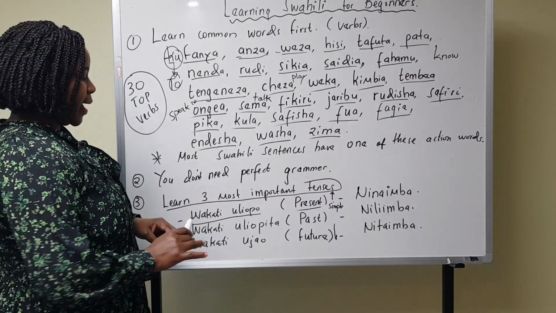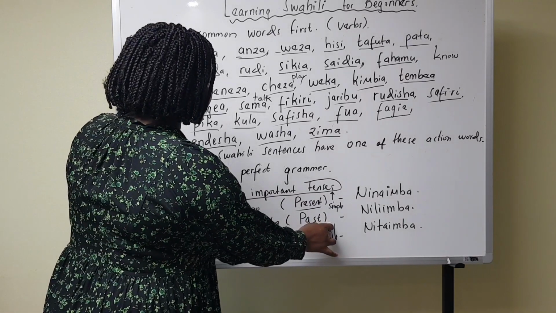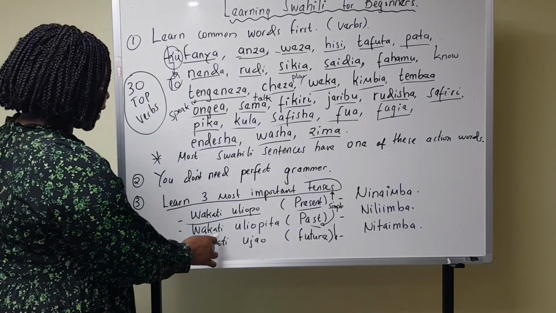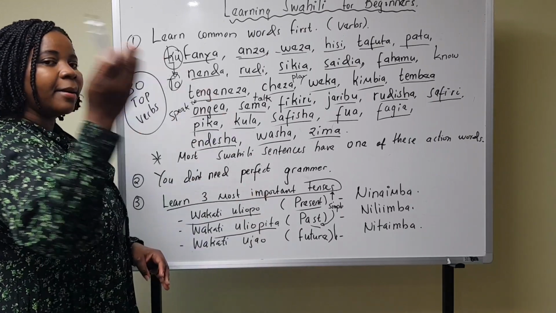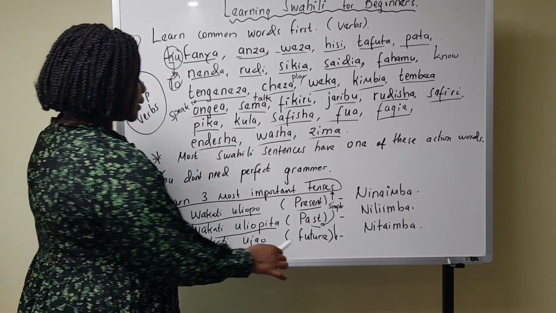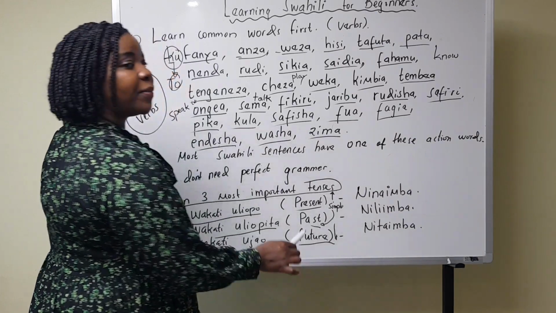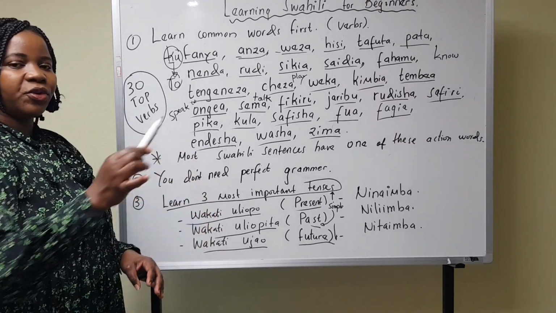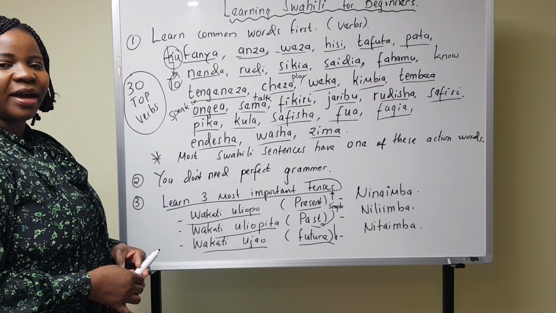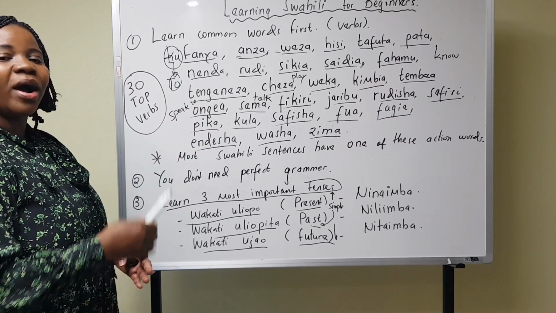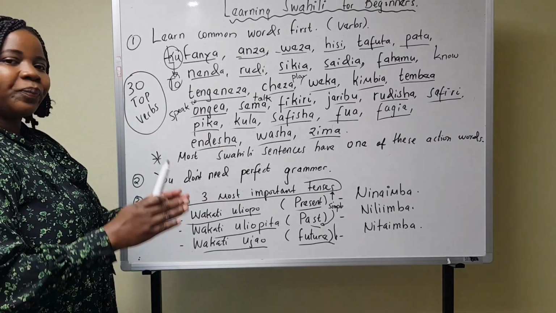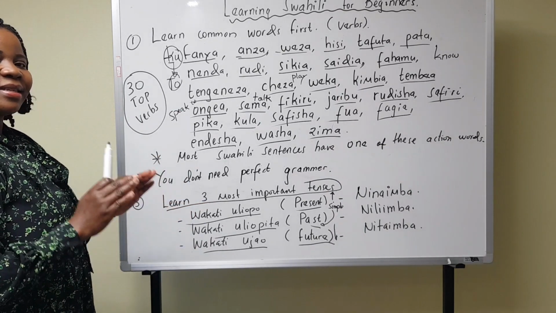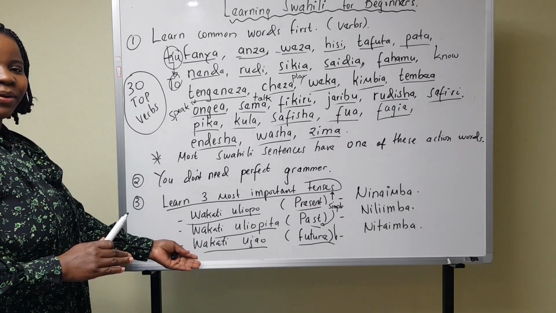which is now, and another tense is simple past. In Swahili we say wakati uliopita, past, okay? And another one is simple future, which is wakati ujao, future. Tomorrow is future. Next year is future, wakati ujao, okay? So tip number 3, remember, learn 3 important tenses, which are these ones, okay?